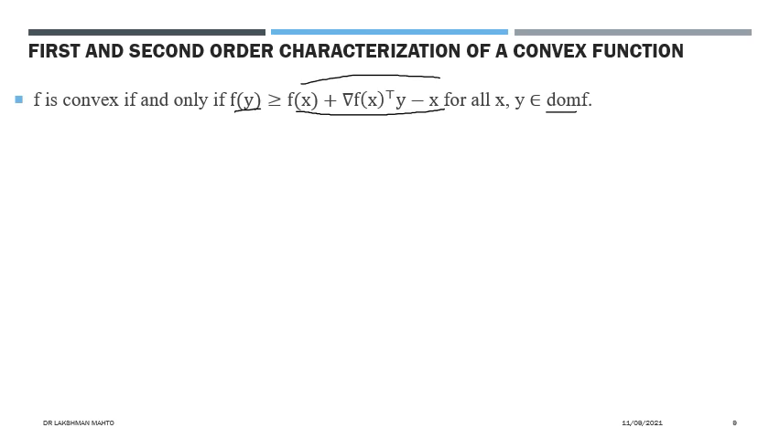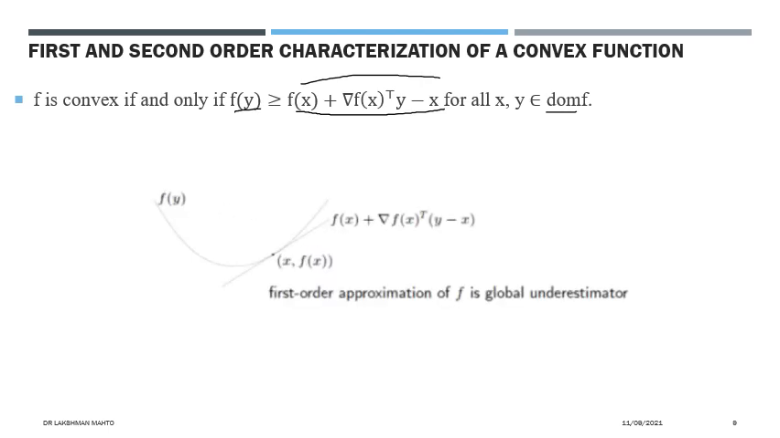One thing you can say is that the tangent plane is providing a global underestimator of the function, that means it is providing a global bound from below. So the geometry is like this. You have taken a convex function like this, and it is given that the function is first time differentiable, so we can talk about first order approximation of the function at any point x.